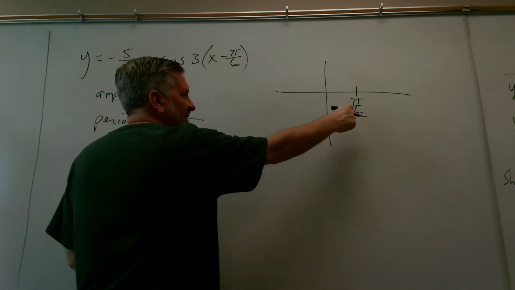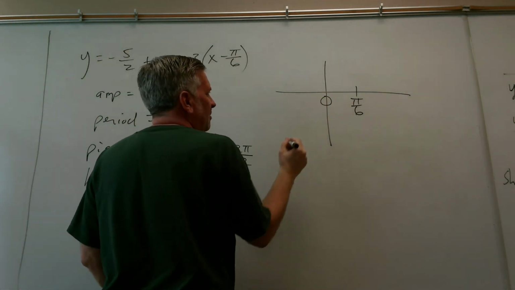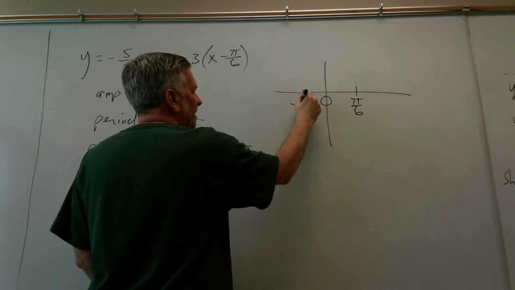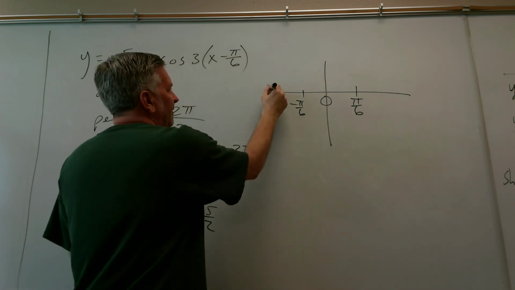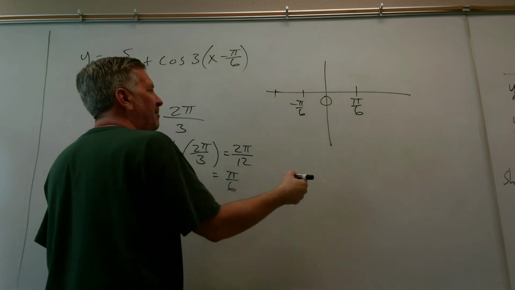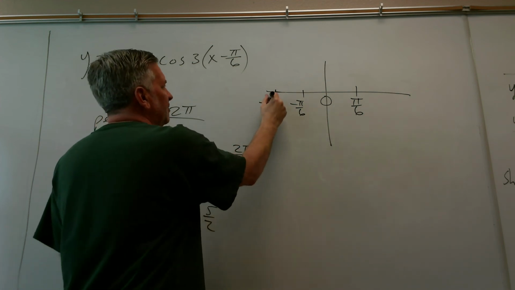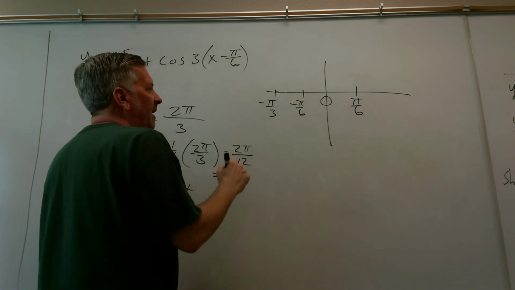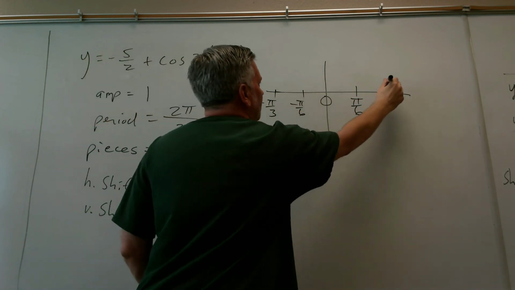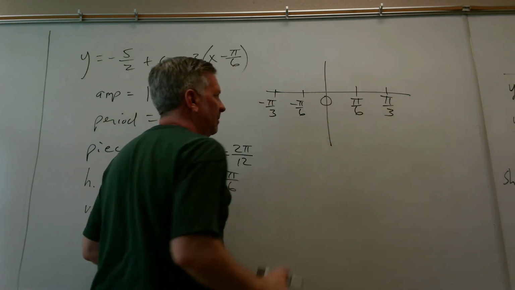So if I subtract pi/6 from pi/6, I'm at 0. Subtract another pi/6, I'm at minus pi/6. If I subtract another pi/6, I'm at minus 2 pi/6, or minus pi/3. And then we go back over here, if I add a piece, I'm at pi/3.